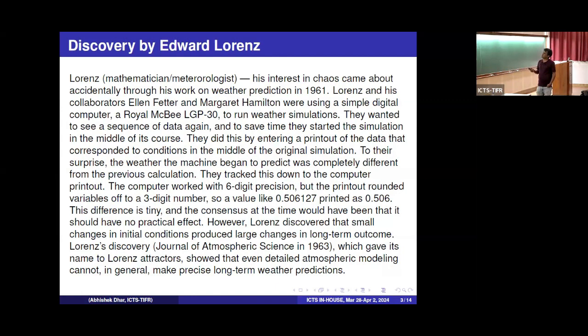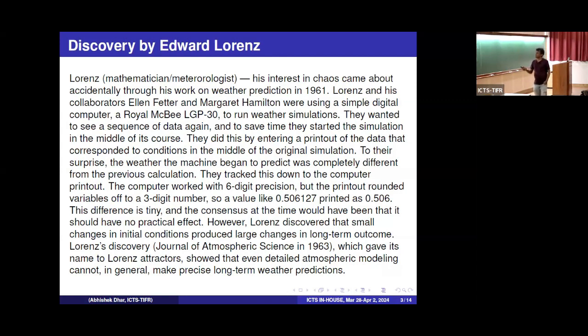They ran the simulation with some initial conditions for some time, and then they wanted to run it again. So instead of starting from the same initial conditions, they took the initial conditions at some intermediate time, and then ran the simulation again. At that time, the way data was stored was that you just print it out on a piece of paper, and when they printed it out, it was stored up to, let's say, 3 decimal places, while the actual value might be 6 decimal places.